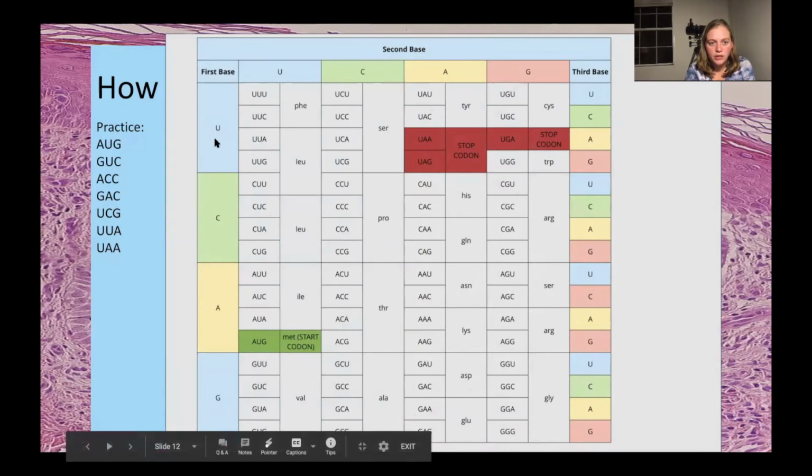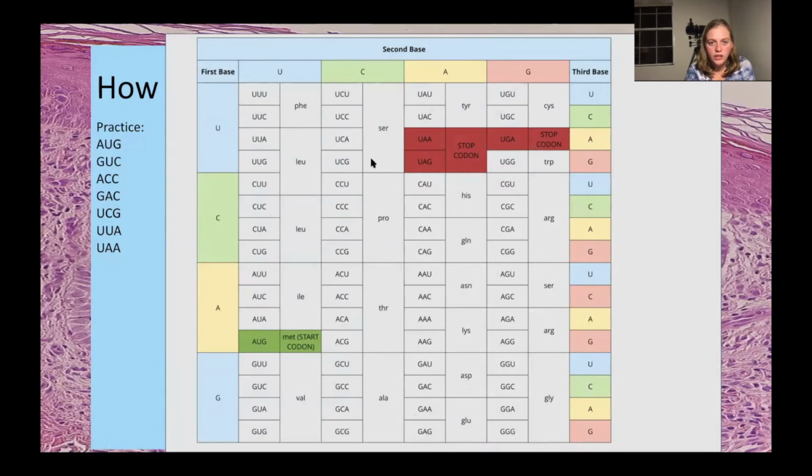UCG, here's our U and our C. From there we find UCG, and we have SER, or serine. UUA, we have U and U, so we're here. And UUA is going to code for leucine, LEU. Then we have UAA, find our U, our A, they cross here. UAA is going to code for stop. So you'll have some more practice with this as we go.